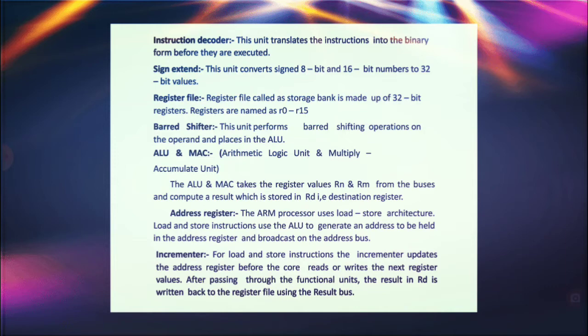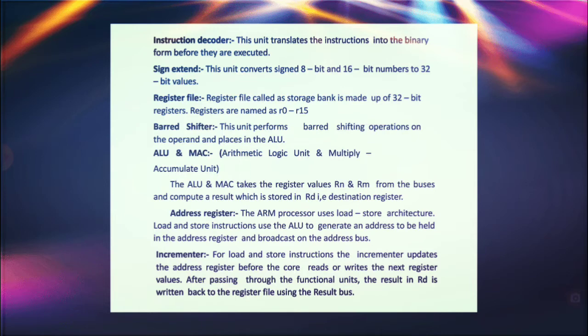Instruction decoder: this unit translates the instructions into the binary form before they are executed. Sign extend: this unit converts signed 8-bit and 16-bit numbers to 32-bit values. Register file, called the storage bank, is made up of 32-bit registers. Registers are named R0 to R15. Barrel shifter: this unit performs barrel shifting operations on the operand and places it in the ALU.